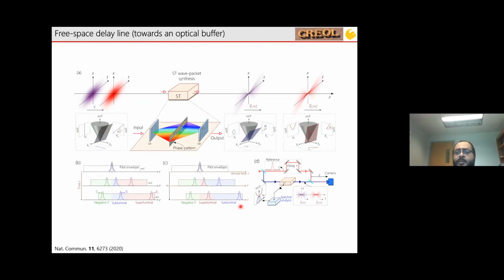So I'll give you one example of why it's interesting to change the group velocity of a wave packet in free space. One application we just published late last year in Nature Communications is a demonstration of a free space delay line, which is a core component that will be required to construct all optical buffers for future communication networks.